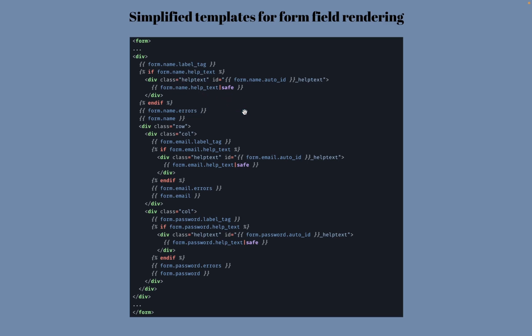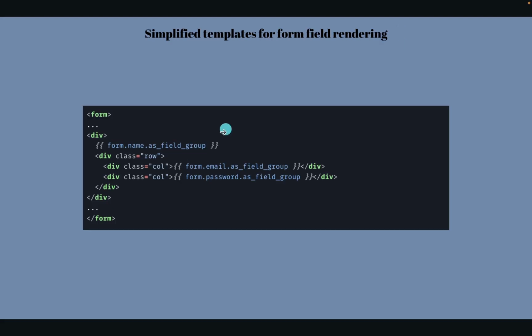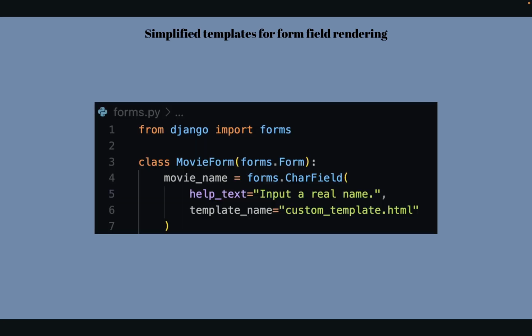But now in Django 5.0, you don't need to do this again, and all you just need to do is to say form.name.asFieldGroup, and Django automatically renders that particular field with all of its attributes. So Django renders this form with its own design, but if you want to have a custom template or a custom design for this, you can specify that template file right here when you are creating your form. So what you just need to do is add a template name attribute and then specify that particular template for that form field.